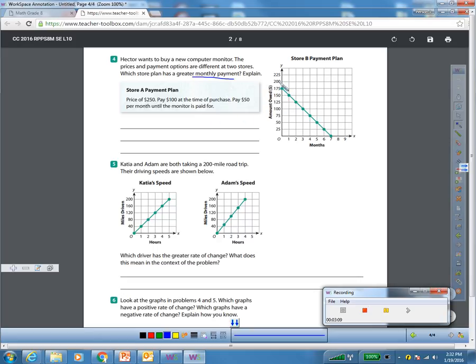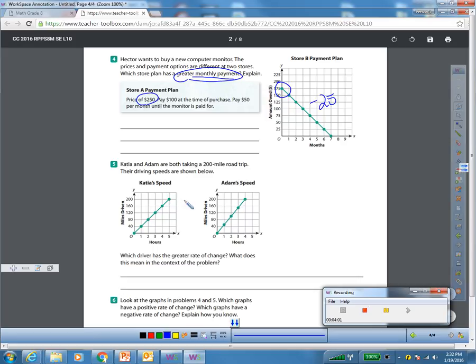Versus if you look at store B, here's the initial amount, $175 versus $250. And then if you look for each week, it's decreasing by $25. So $25 per month then. So if you look, store A has a greater monthly payment, and you would want to explain that the greater payment in store A is up front. And then store B, though, has a rate of change of only $25. So if you're looking for the greater monthly payment, think about which one you would choose and why, and that's what you're going to explain here.